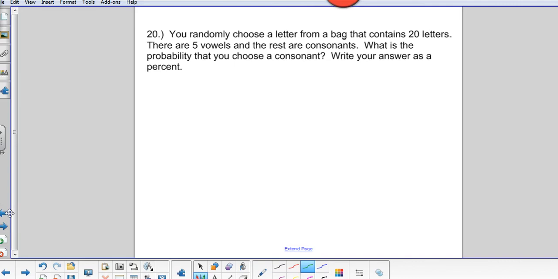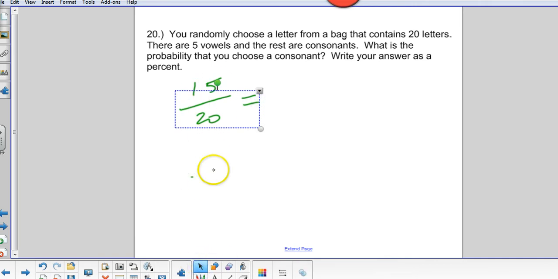So application: randomly choose a letter from a bag that contains 20 letters. There are 5 vowels and the rest are consonants, meaning 15. The probability that you choose a consonant would be 15 out of 20. And then I would multiply this one by 5 to get 75%.